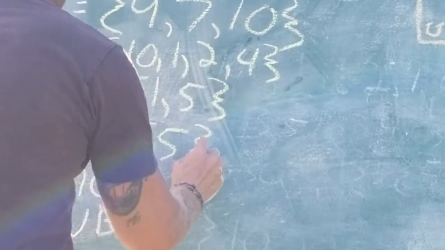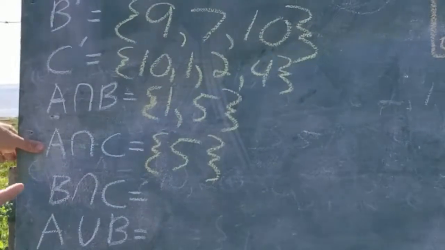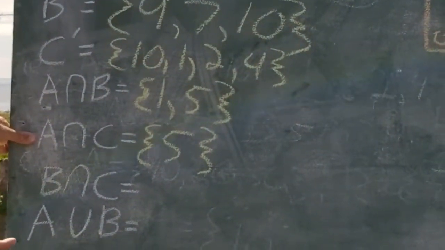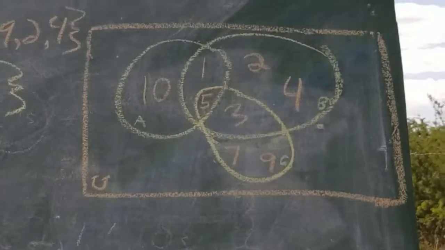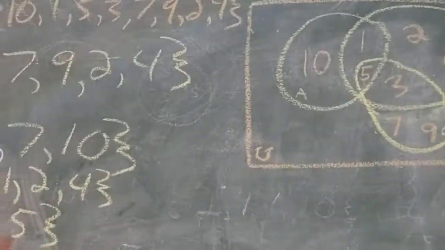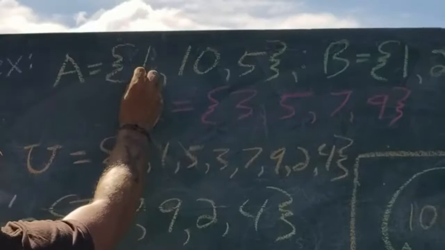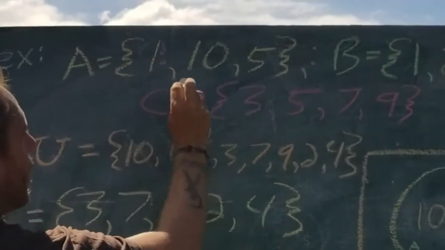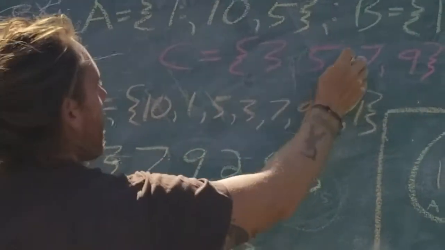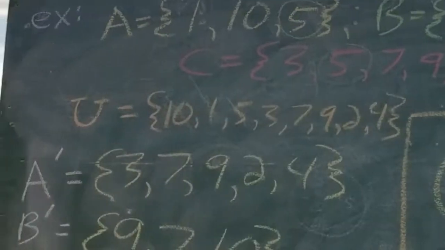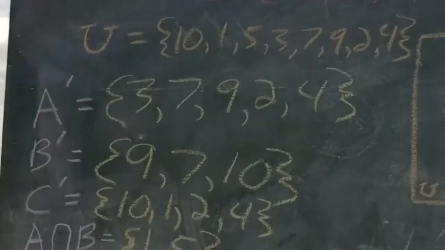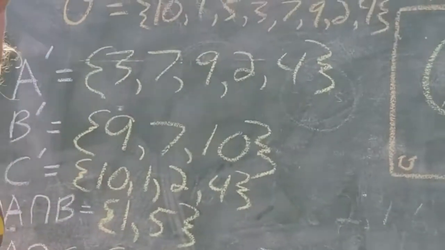So the intersection of A and C, in this case, is the set of the one element 5. And let's take a moment to compare up here. If we look at A and C, what elements are common? 1, no. 10, no. 5, yeah. And that's exactly what we got from the picture. So it's helpful to work both ways on this.